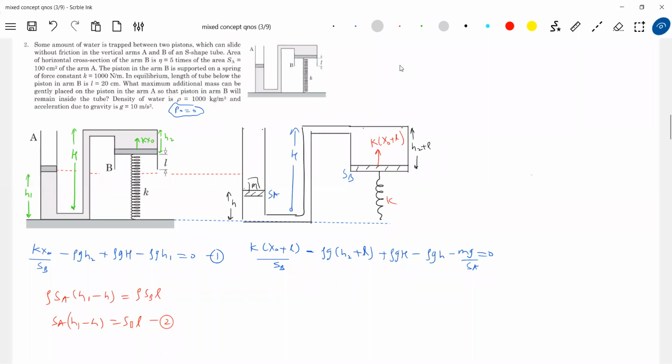So substituting 1 in 3: K x naught SB minus rho G H2 plus rho G H can be replaced as rho G H1. So rho G H1 plus KL SB minus rho G L minus rho G H minus mg by SA equal to 0. This is called equation 4.